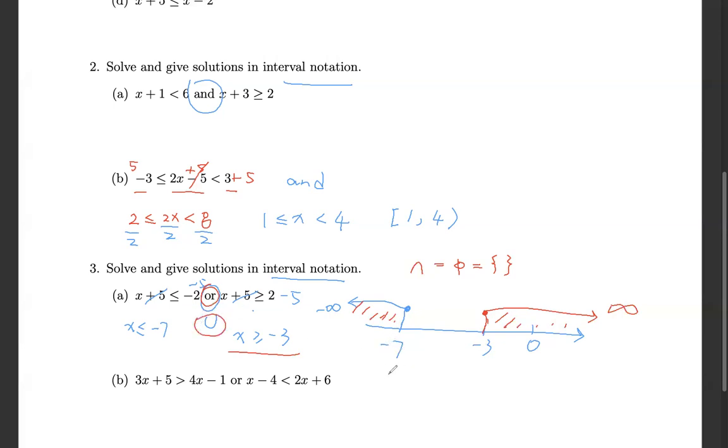So use the interval notation to represent this one. We start from the left-hand side, which is -infinity, up to -7, including -7 with bracket. Union means combine, starting from -3, including -3, up to positive infinity, right? So this is because of this or. Okay, so we union these two solution sets. Now let's see B. We do the same thing.